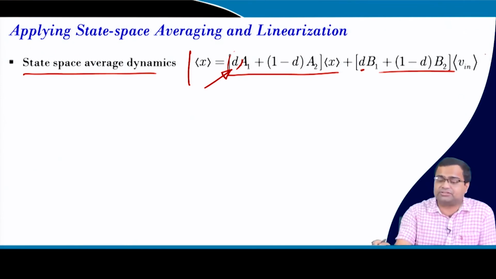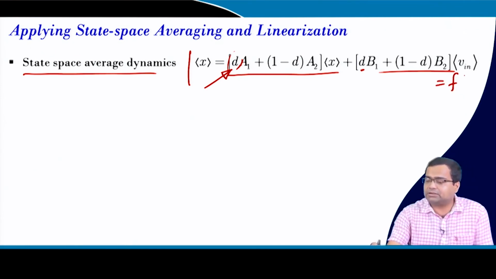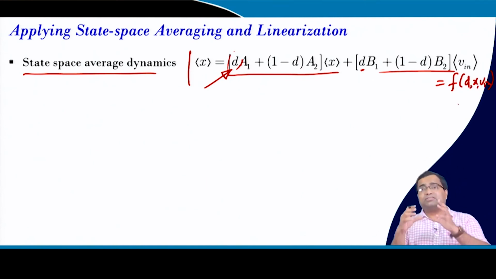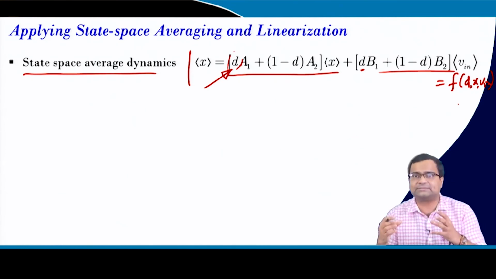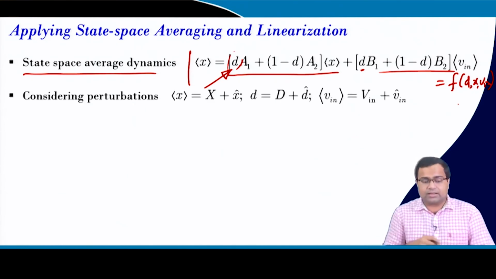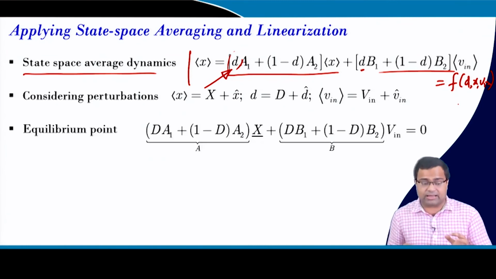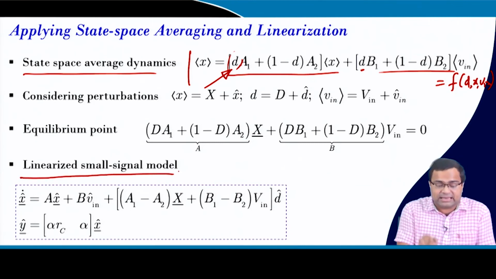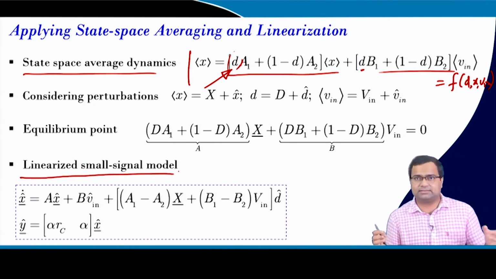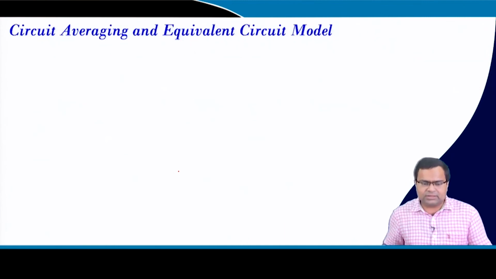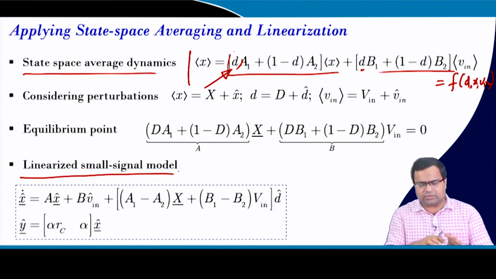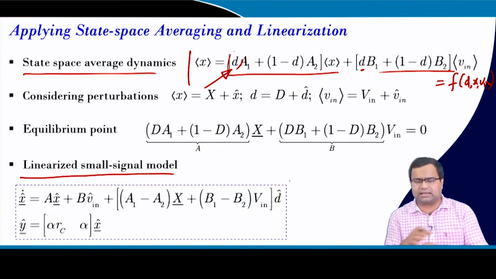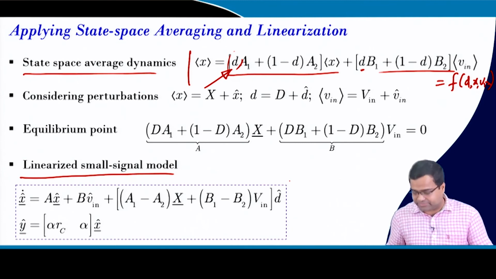It is a nonlinear function of d, x and Vin, but this nonlinear function is continuously differentiable, and it satisfies Lipschitz continuity. Then we can apply perturbation and find the equilibrium point, and you can get the linearized model simply by applying Taylor series linearization. I am going a little bit fast because we will discuss the state space averaging method in detail in the next lecture.